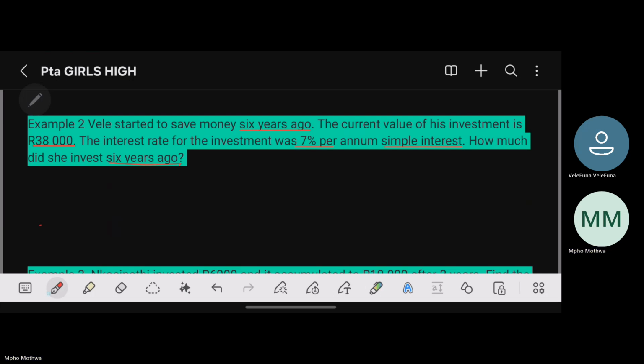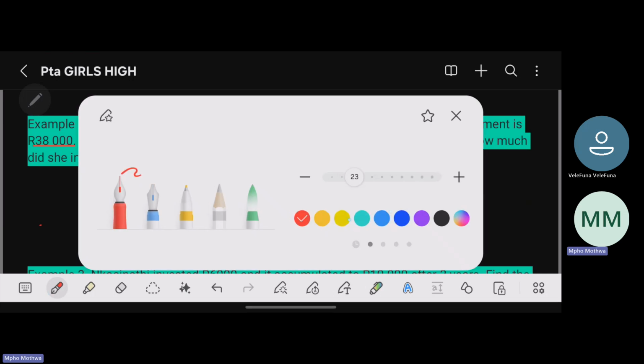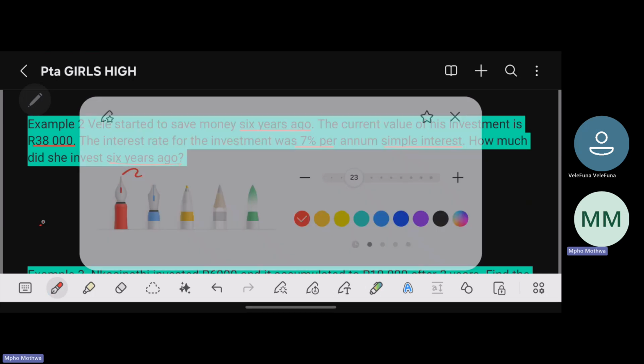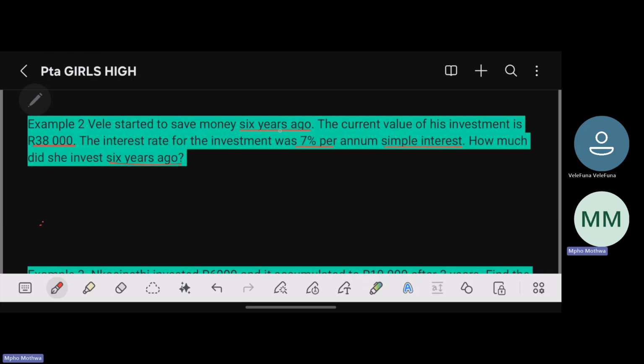Now let us feed the information here. Tell me what is what. This 6 years that you have highlighted, it appears as what? Remember, we have got A, P, R, and N. What is this 6 years? The 6 years is N. Then the 38,000. If you can get this one, then you are done with everything. The 38,000 is P.